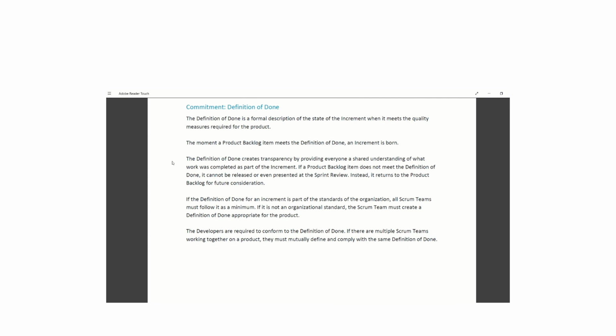If the definition of done for an increment is part of the standards of the organization, all Scrum teams must follow it as a minimum. If it is not an organizational standard, the Scrum team must create a definition of done appropriate for the product. The developers are required to conform to the definition of done. If there are multiple Scrum teams working together on a product, they must mutually define and comply with the same definition of done.